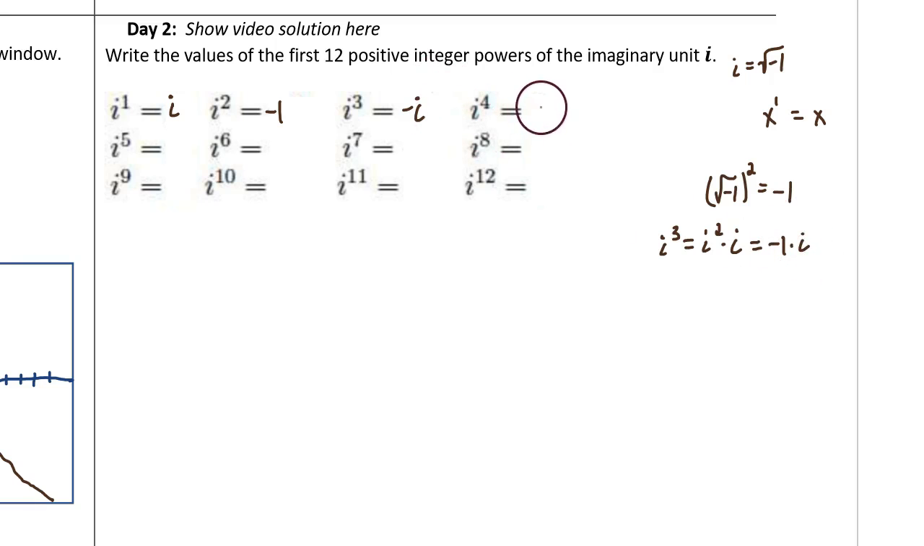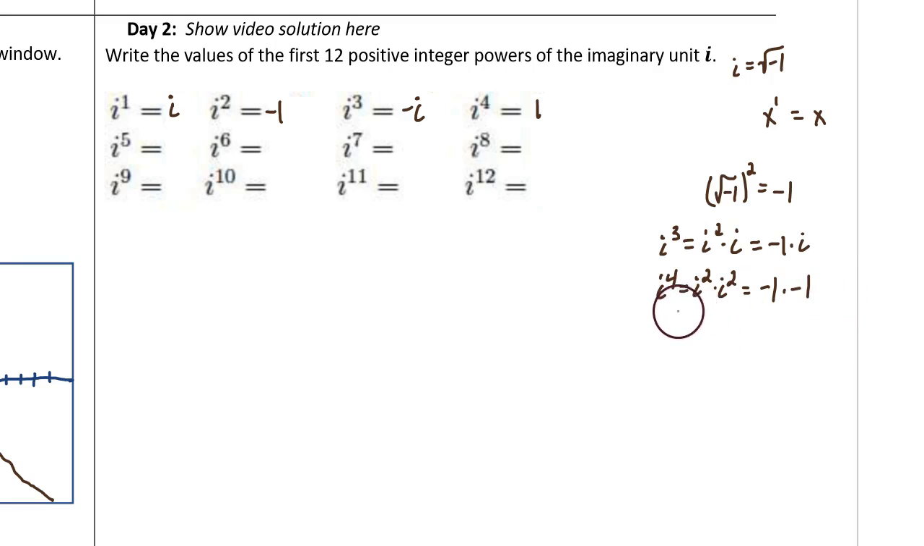I to the fourth power turns out to be 1. Here's the reason. Because I to the fourth power is I squared times I squared. If I squared is equal to -1, then -1 times -1 makes +1.